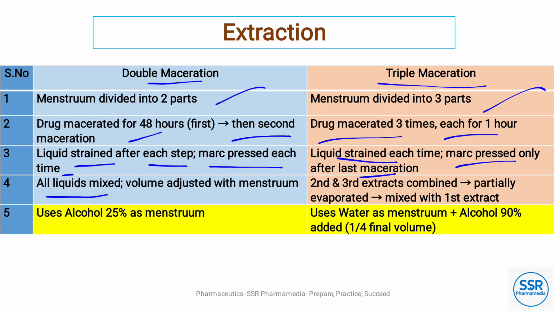All liquids are mixed and the volume adjusted with menstruum. Second and third extracts are combined, partially evaporated, and mixed with the first extract. Use alcohol 25% as a menstruum. In triple maceration, use water as a menstruum and alcohol 90% is added.